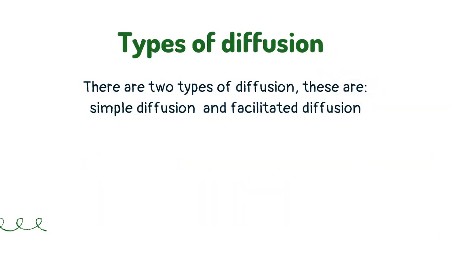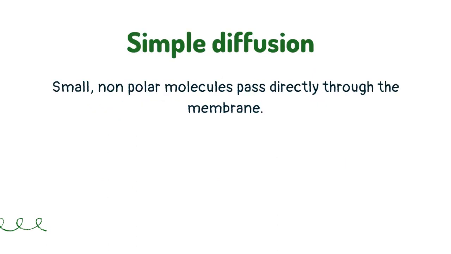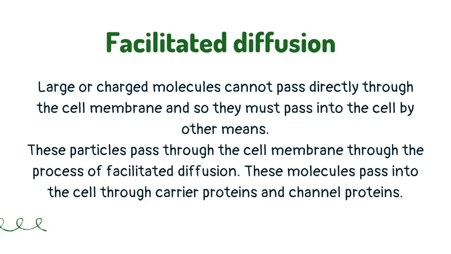There are two types of diffusion. These are simple diffusion and facilitated diffusion. Small, non-polar molecules pass directly through the membrane. Large or charged molecules cannot pass directly through the cell membrane, and so they must pass into the cell by other means. These particles pass through the cell membrane through the process of facilitated diffusion. These molecules pass into the cell through carrier proteins and channel proteins.